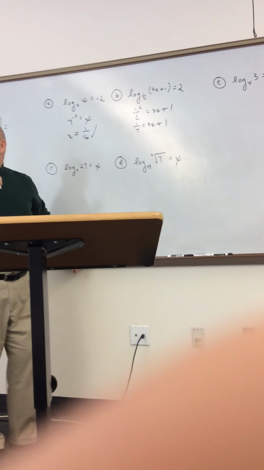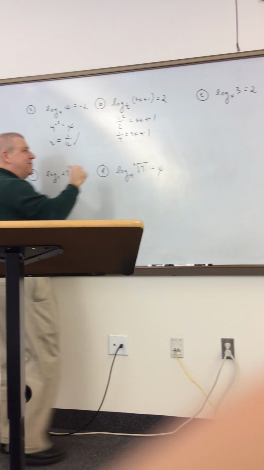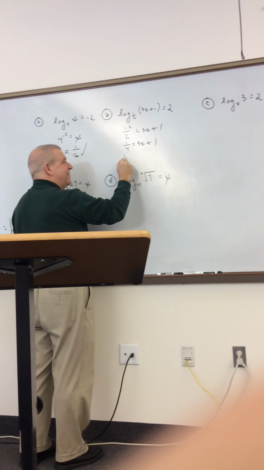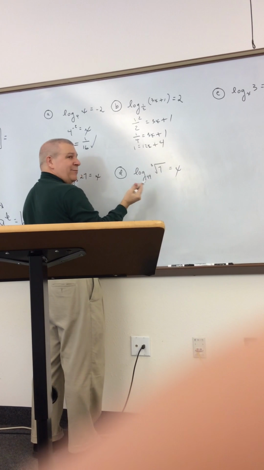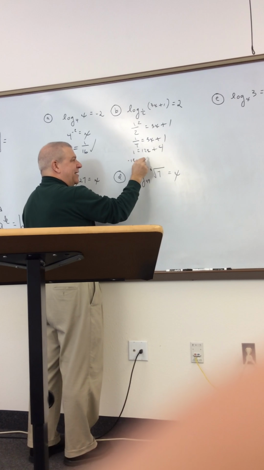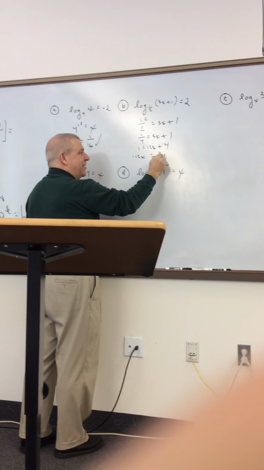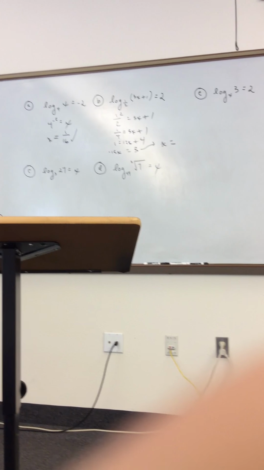Multiply everything by 4. 1 equals 12x plus 4. Variables left, constants right. Variables left gives negative 12x. Constants right gives 3. So go ahead, finish that. What's x?